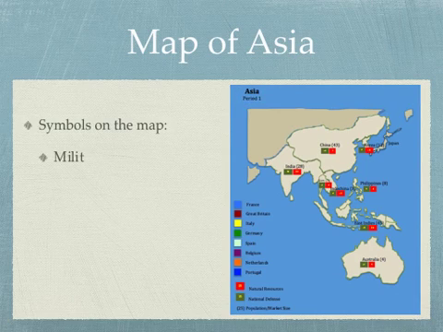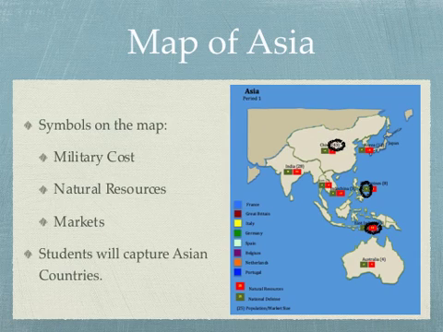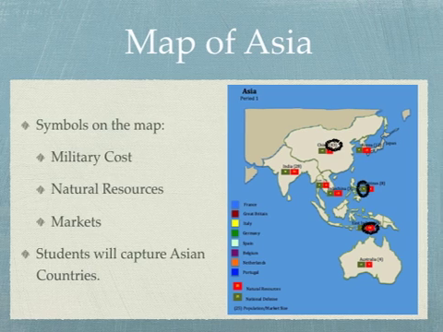The map of Asia is similar. The symbols on the map, the military cost, is the same icon. Natural resources are located under the red icons, and markets are located next to the country's name. And students will again capture Asian countries to increase their natural resources and markets for goods.